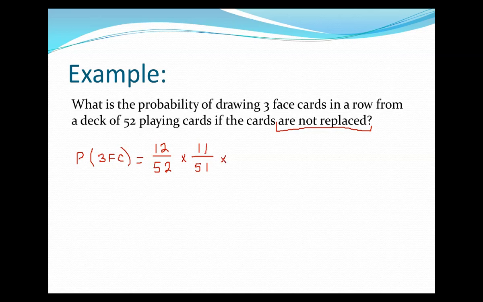And for the third draw, you now only have 50 cards in total left, and we've taken out 2 face cards. There's only 10 left altogether. And all that's left for us to do is multiply these probabilities together. If you multiply the tops, you get 1,320. If you multiply the bottoms, you get 132,600.